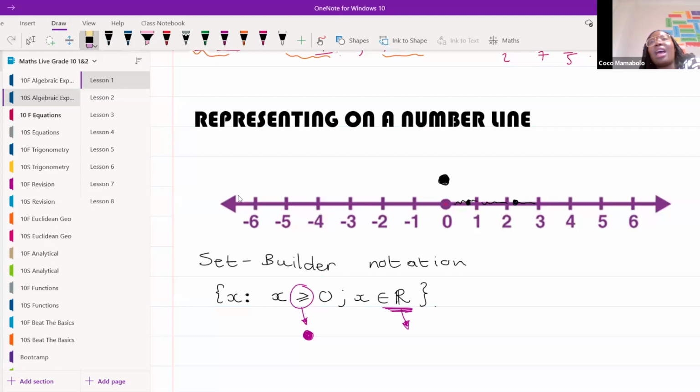So instead of us now having to draw a dot and a dot and a dot and a dot, we're not going to do that. For real numbers, we're just going to draw a line like that to show that we are including everything in between. All the numbers in between as well.